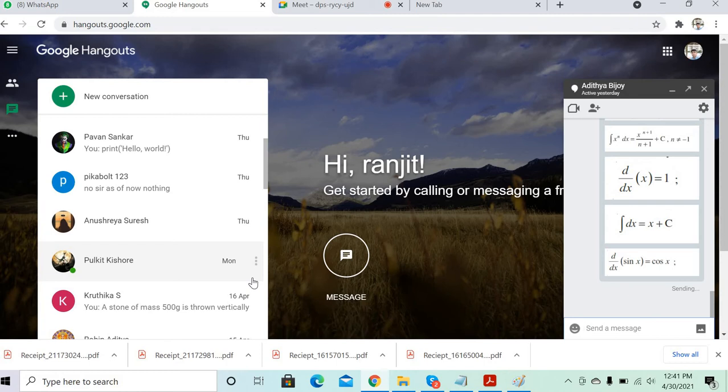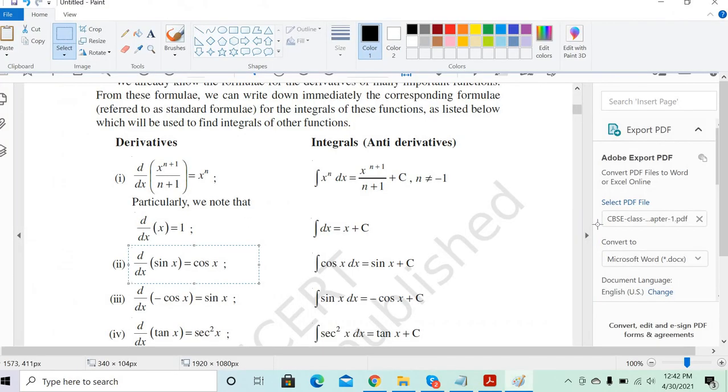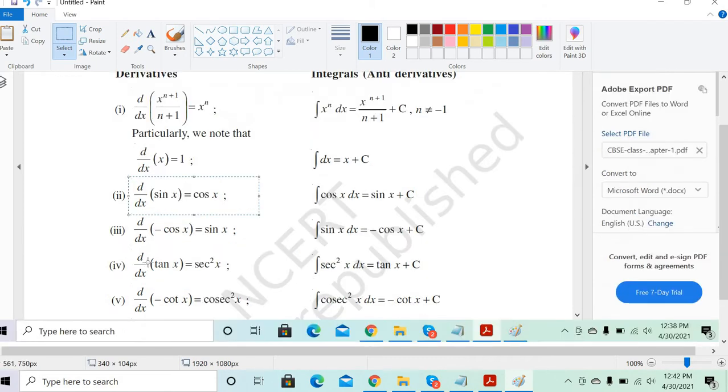Differentiation of sin x is cos x. So when I do the integration of cos x, I should get the sin x value. Clear? Yeah, clear. Understood this part? Yes, sir. Understood. Good. So what will be the differentiation of minus cos x?